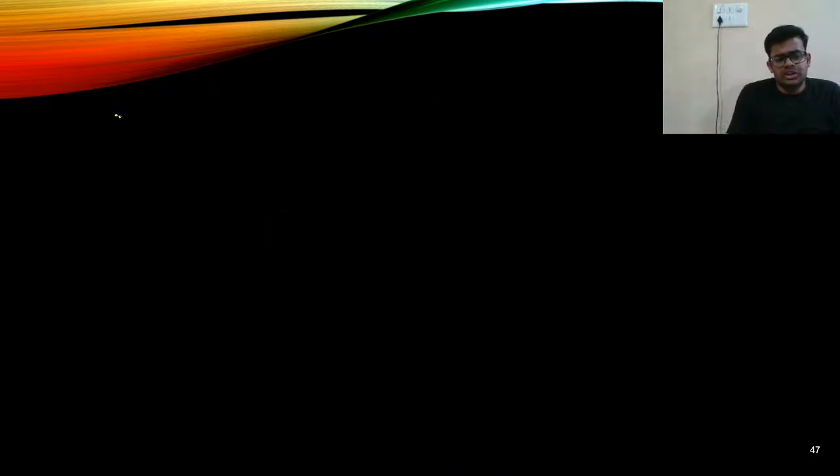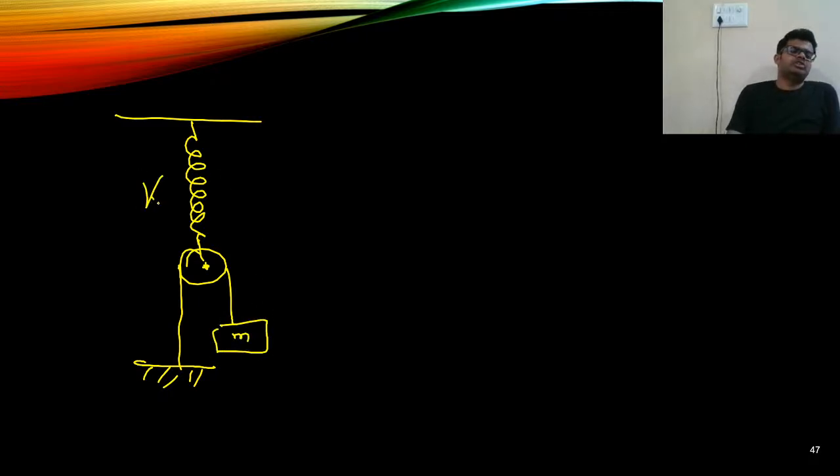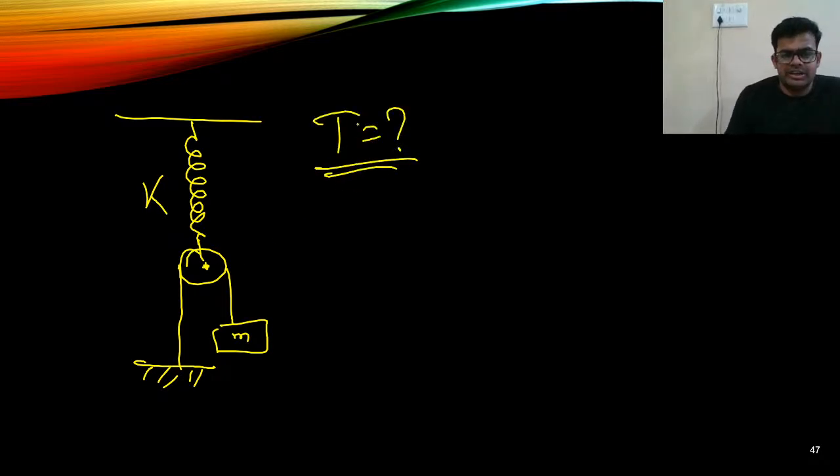So the next question is, one spring is arranged like this. Here is a pulley, and here I am just drawing a surface, and here is a block. The spring constant is K. Now you need to find the time period of oscillation for this system. So how will you find the time period?